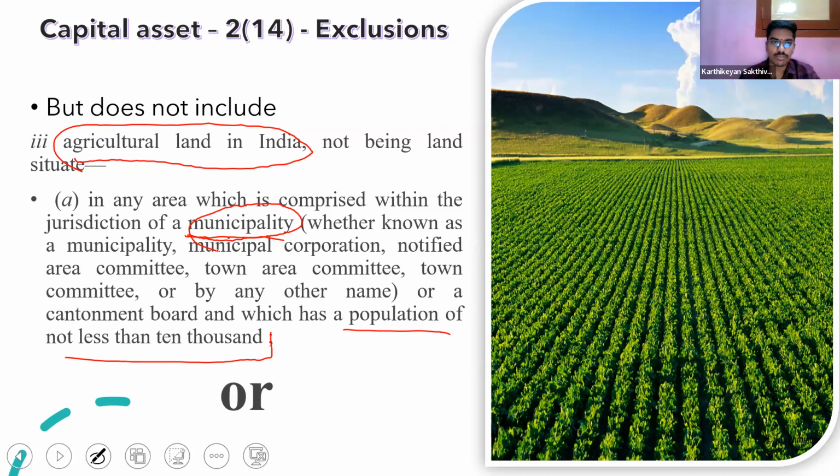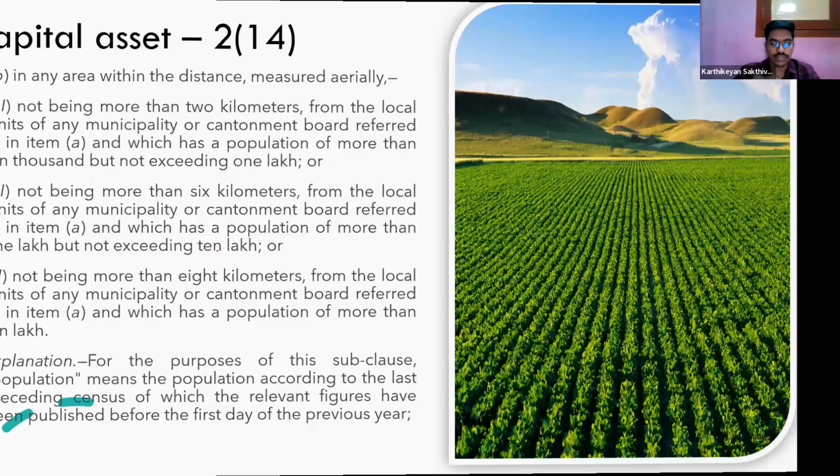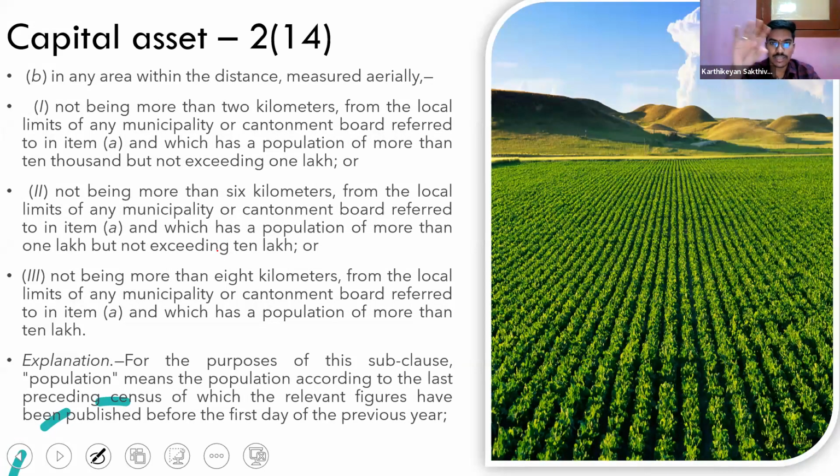So that is not eligible for exemption. Next, this is a second condition. If it is not within the municipal limits, but it is not more than 2 kilometers from the local limits of a municipality or a cantonment board whose population does not exceed 1 lakh, and the land is situated within 2 kilometers aerially, it is an urban agricultural land.